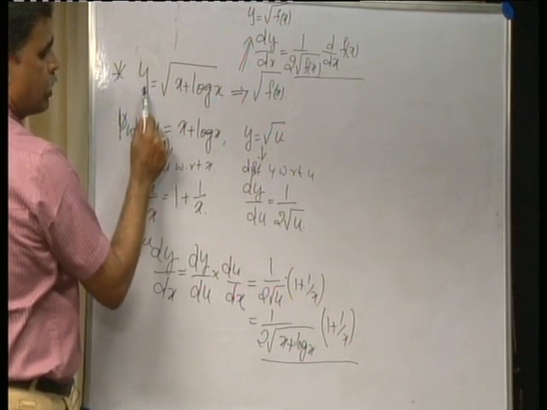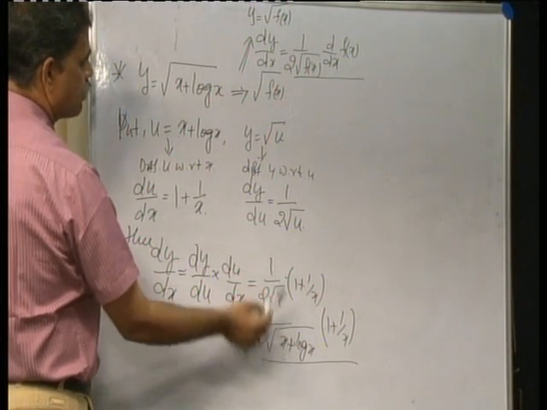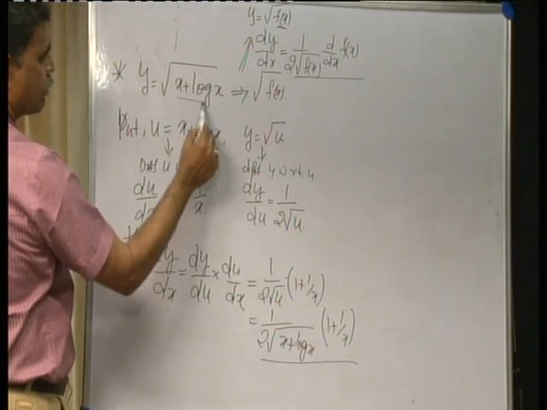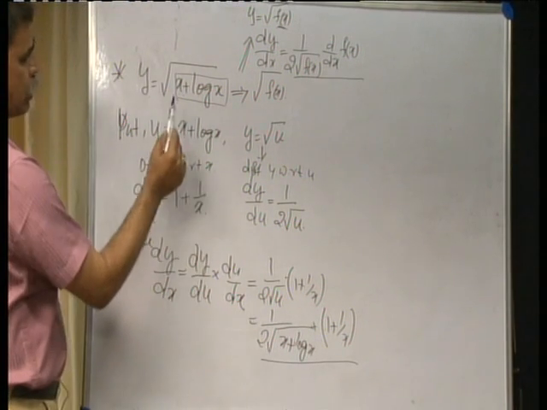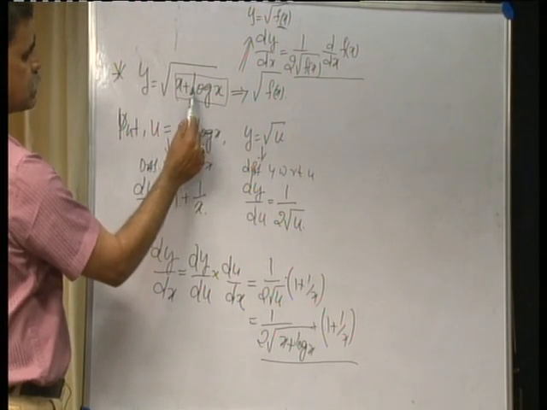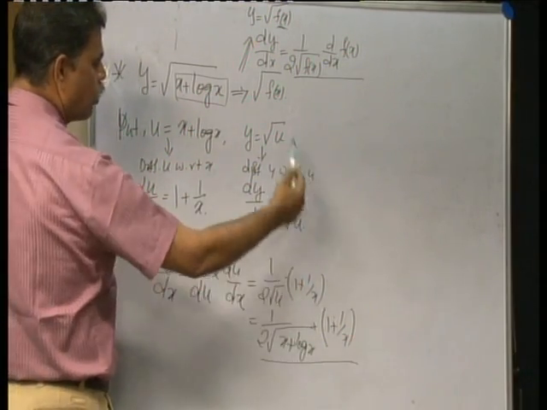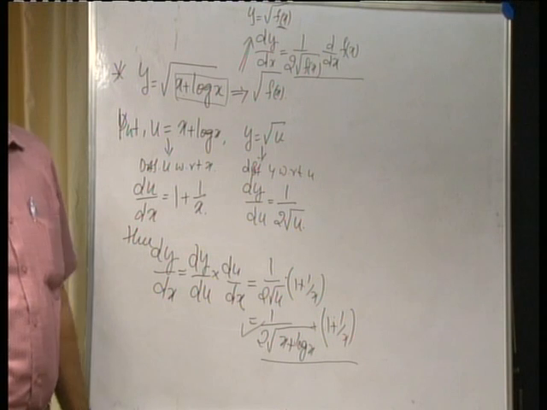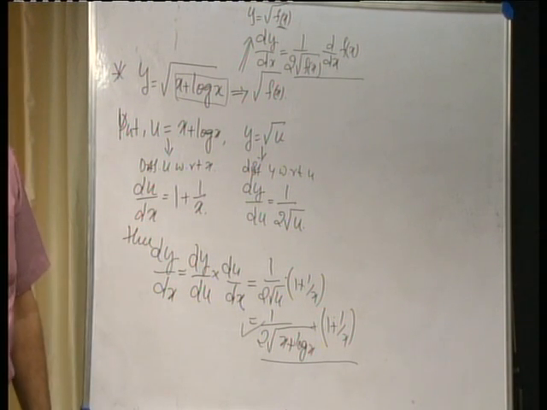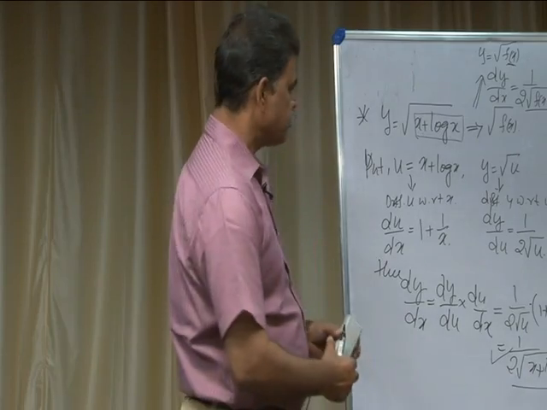Dy by dx of root of function is 1 by 2 root of function. The function is x plus log x, into the differentiation of function. The differentiation of function is 1 plus the differentiation of log x, which is 1 by x. Without doing all those steps, you can write the answer directly. That will be taken in the form of standard methods, or standard forms. I am going to discuss that method.